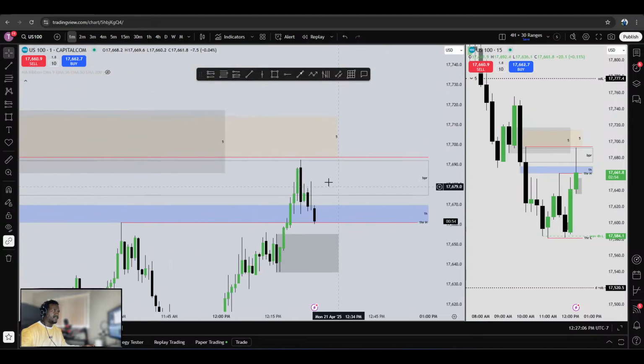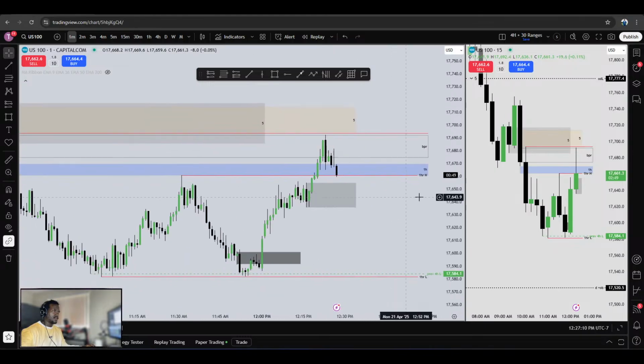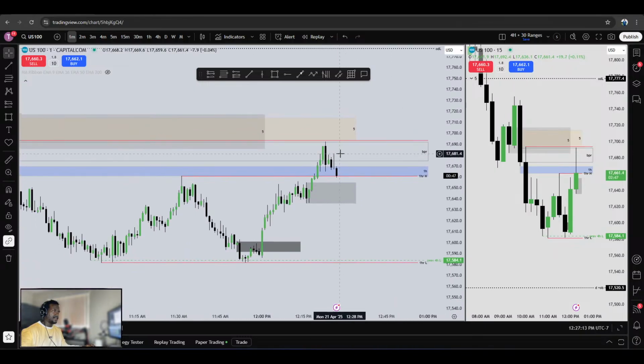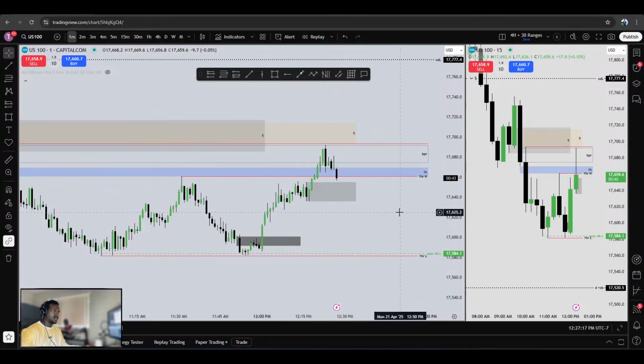So at the high of that BPR is where we just got to. The other thing we can do is maybe take the recent high to the recent low and then have an OTE entry. So maybe do 2 entries.